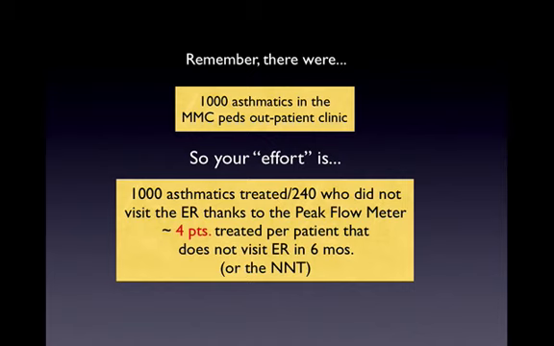The number is 1,000. Remember, there are 1,000 patients in our asthma clinic, and we taught all of them the peak flow action plan in order to get 240 less going to the ER. So if you divided the 1,000 that you taught it to by the 240 who didn't go, that meant you would have had to treat 4 patients for every one of them that didn't make a trip to the ER. So that's what the number needed to treat is. It's the effort you have to expend per patient that doesn't visit the ER in patients treated.